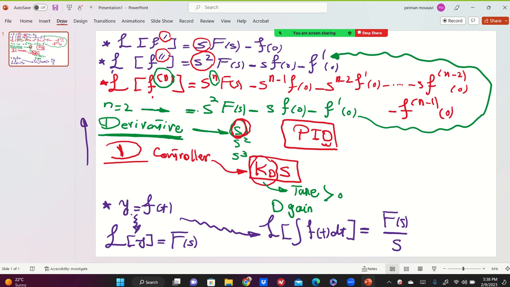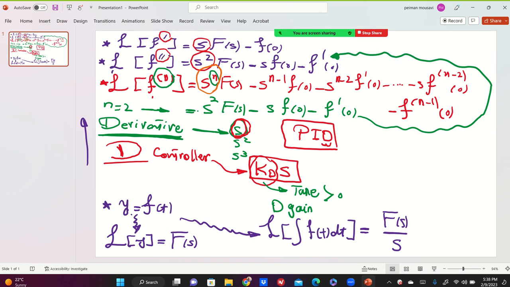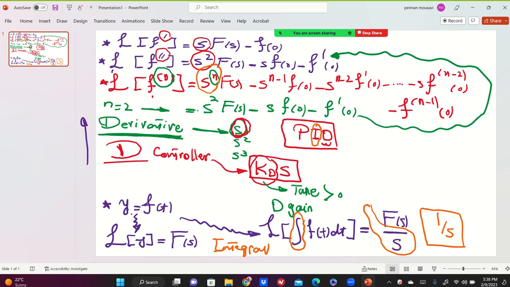It's interesting to observe that derivation gives you s. Integration gives you what? You tell me. What is that? Okay, 1 over s. Yes, this is 1 over s in the frequency domain. It's interesting to tell you that this integration is the I part of the PID controller. So whenever you see that your controller adds this 1 over s, it means that you are applying an I controller.